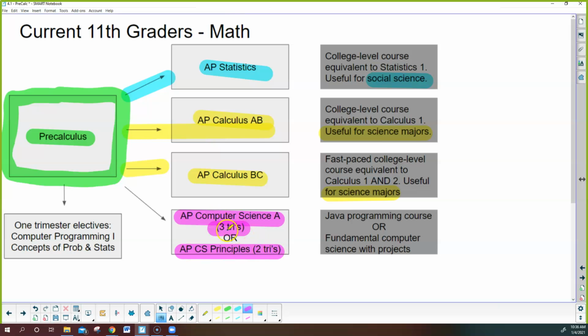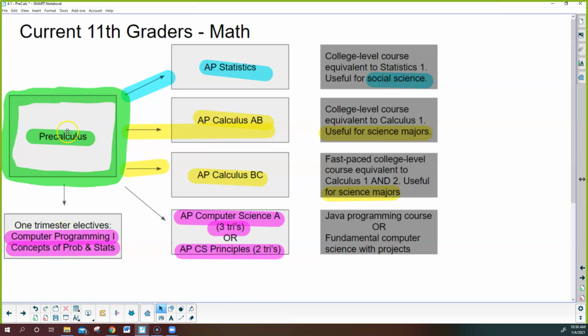You have an option. You could either do a 3-trimester class or a 2-trimester class, or you also have a 1-trimester elective, which is computer programming, or a concept of prob and stats. I believe these are two different ones. So you could do computer programming or prob and stats. The danger in electing these is that if not enough people sign up for them, it's not guaranteed that that class will be offered. However, register for it because you never know.